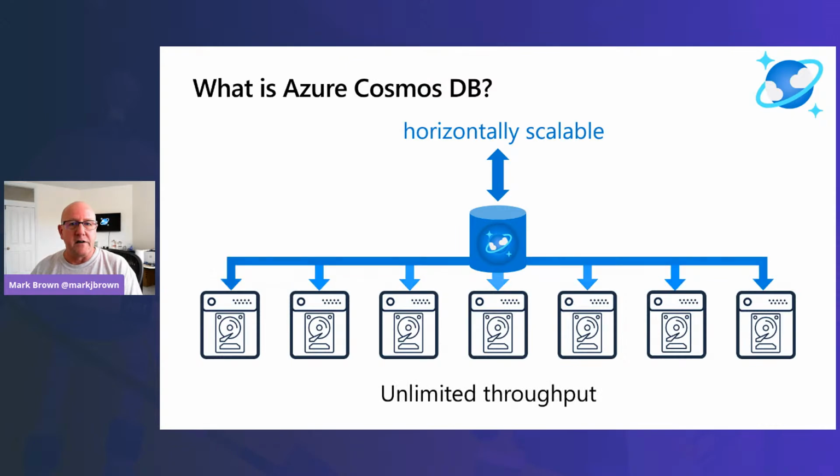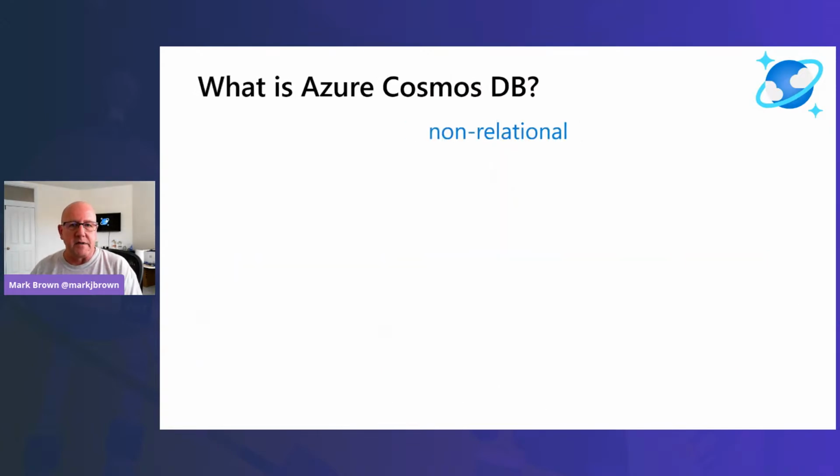This also provides unlimited throughput because each of these computers has its own CPU, memory, and I/O running through it. So it adds additional capacity to handle the request when you need it.